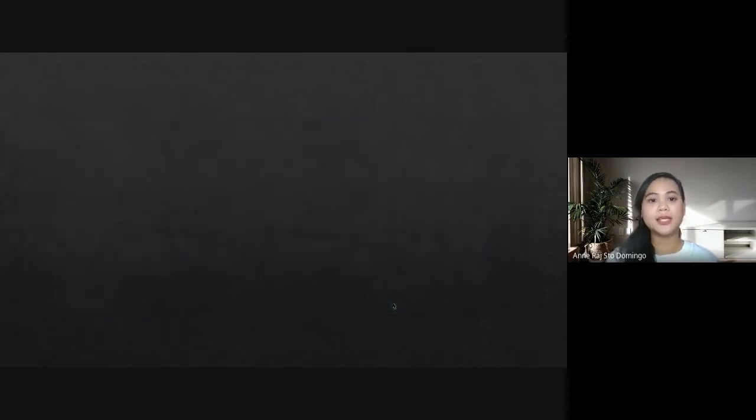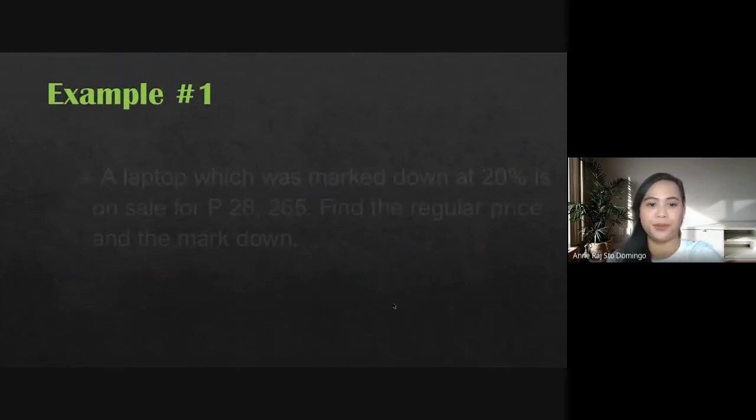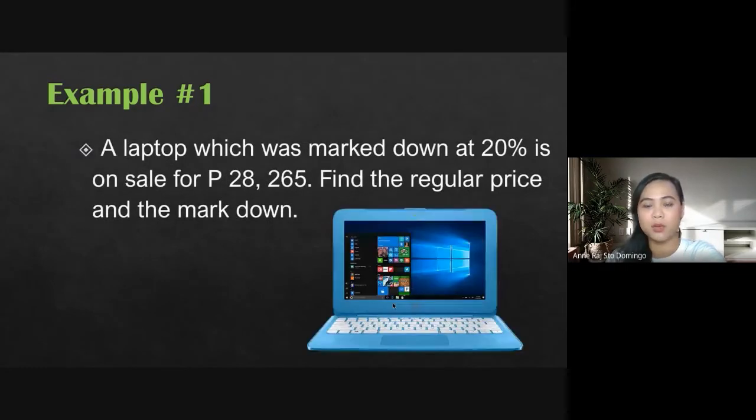So, let us apply these formulas with our first example. So, anyone can pakibasa po ang ating first problem. Pakibasa. Yes, Chanel, pakibasa.